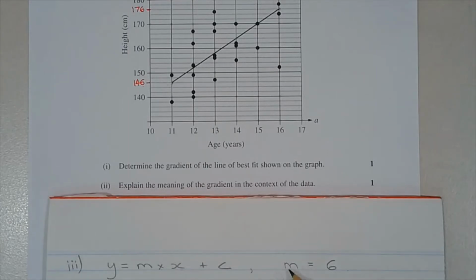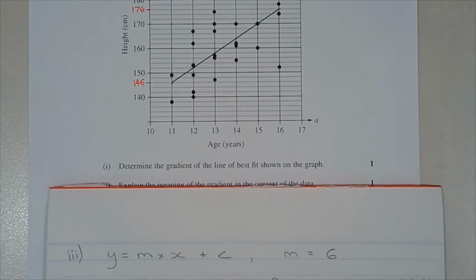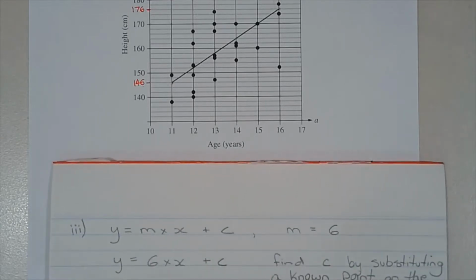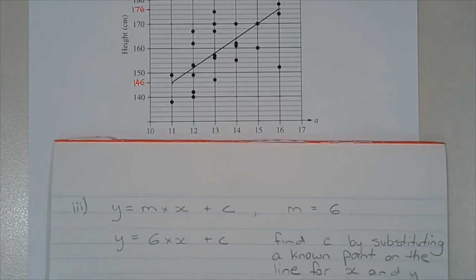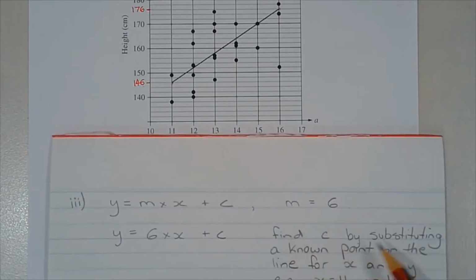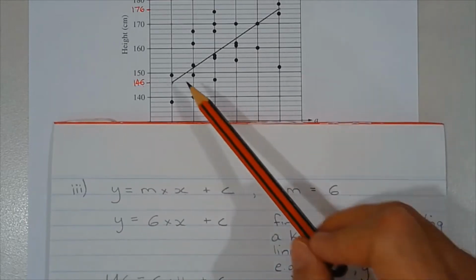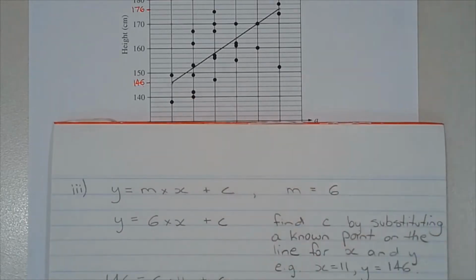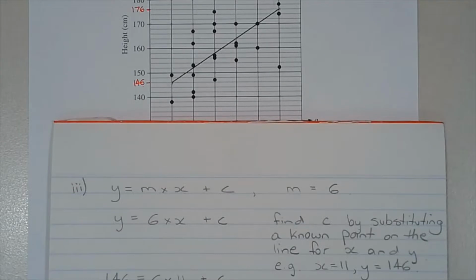So let's substitute m equals 6 into this equation. So now we have y equals 6 multiplied by x plus c. And we need to find c by substituting a known point on the line for x and y. So for example, I could use the point x equals 11, y equals 146, and that's this point here. And then solving for c.